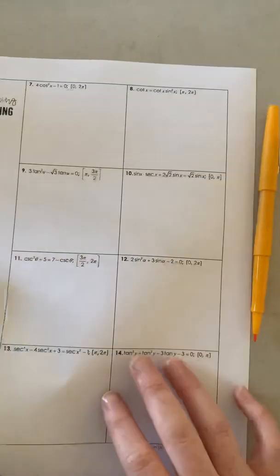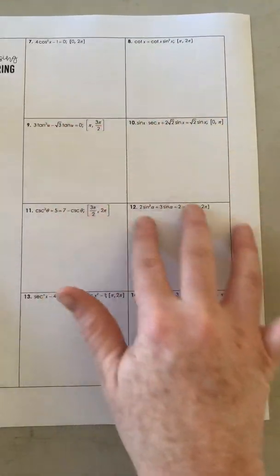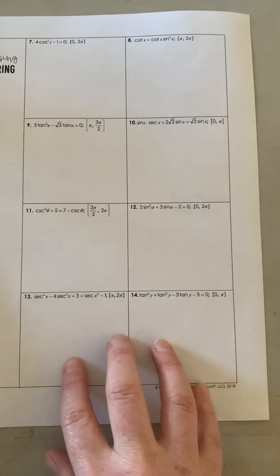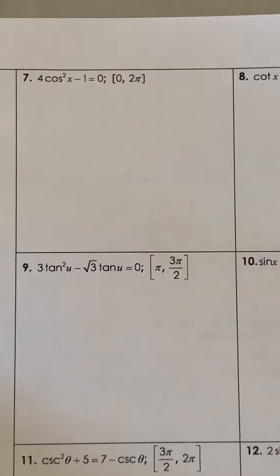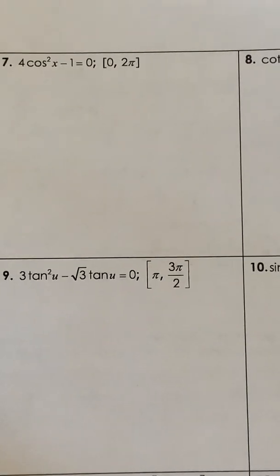Okay, on the back, we're gonna use factoring to solve. And it looks like every one of these is a definite integral, so we should have no plus 2 pi n's. There should be a specific amount of answers here. Okay, let's start with number 7.